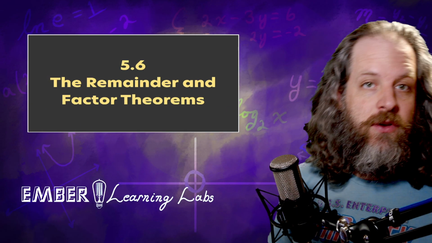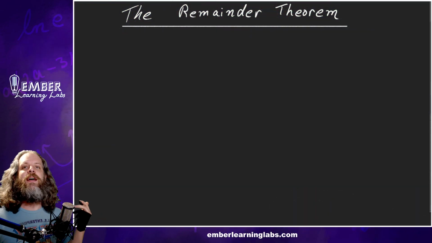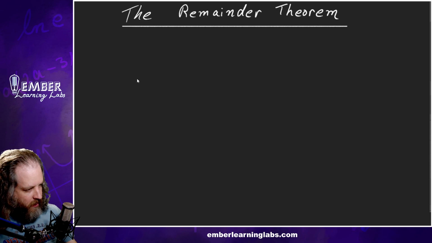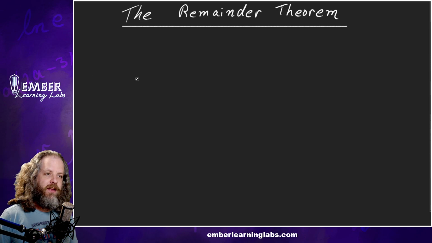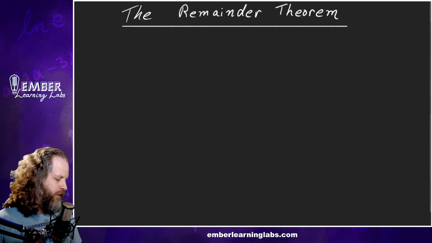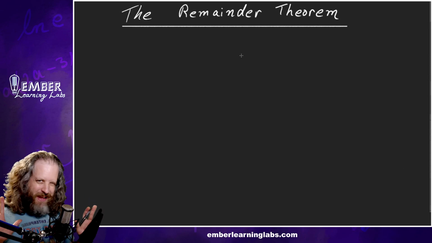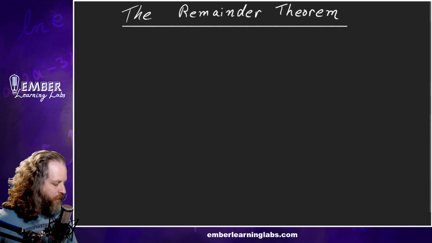All right. Unit 5, Lesson 6, remainder and factor theorems. Let's jump right in. So what is the remainder theorem? Well, we could sit and write out the remainder theorem, if we have a polynomial, blah-de-blah, this happens and that happens. But it's going to be easier to just show you with an example what it means.